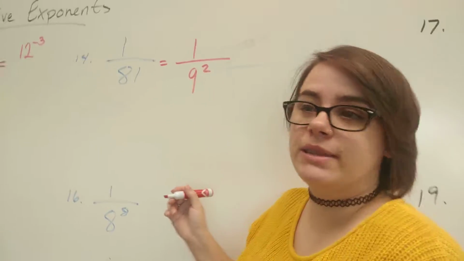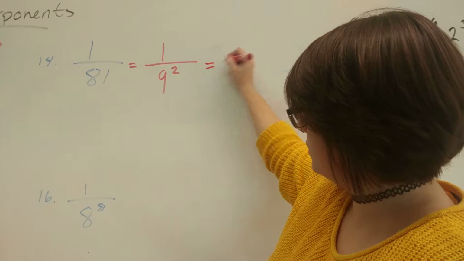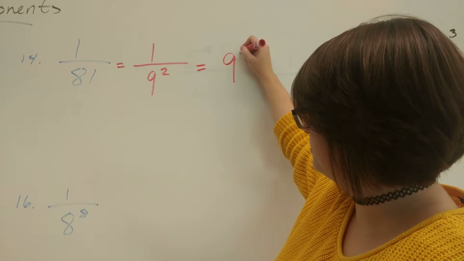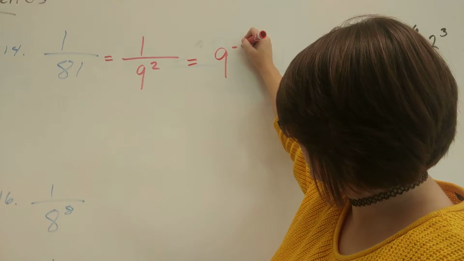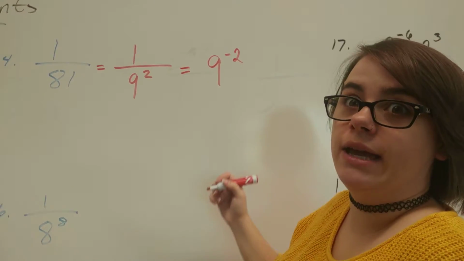How do I make this unhappy? You move it up. Yep, which is going to be 9 to the negative 2. Yeah, negative second. And we're done.